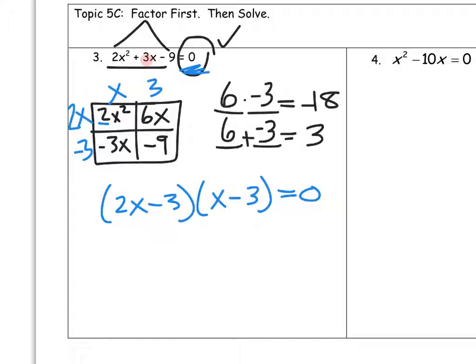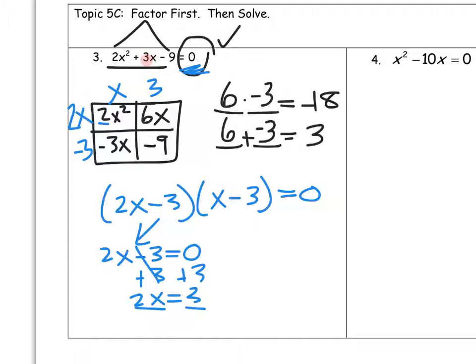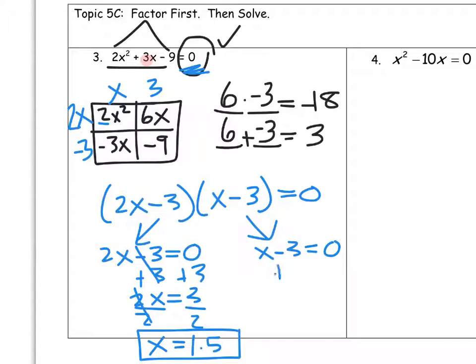Now this is factored, so I can solve using ZPP. 2x minus 3 equals 0. Add 3. I get 2x equals 3. Divide by 2. And I get x equals 3 divided by 2. You could write that as the decimal 1.5, or you could leave it as the fraction 3/2. This one, x minus 3 equals 0. Add 3. And I get x equals positive 3.